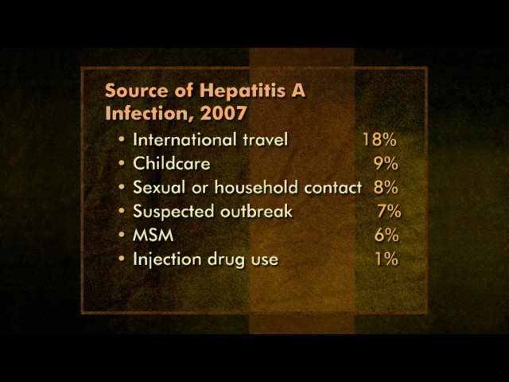Men who have sex with men, shown here as MSM, accounted for about 6%. 1% of cases had a history of injection drug use. Some reported cases of hepatitis A had more than one possible source. 2/3 of reported cases had no known source of infection.